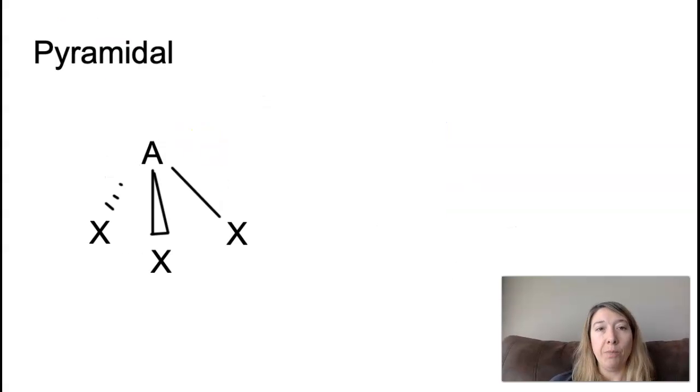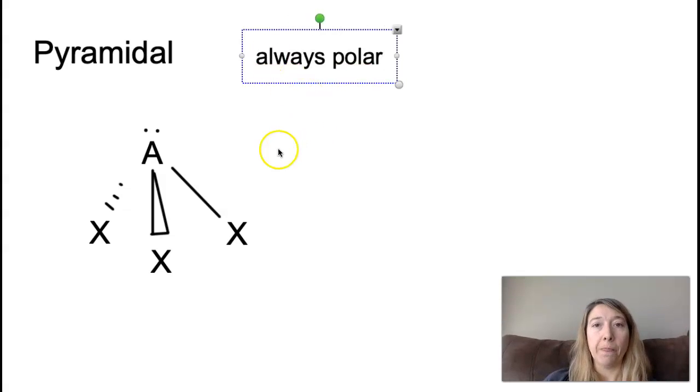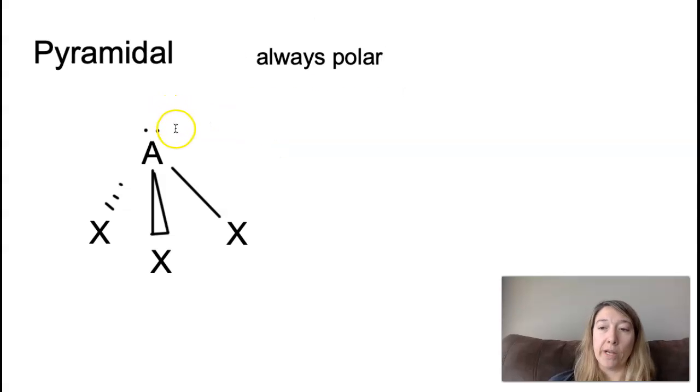So the last shape to talk about is pyramidal. So you're going to find that pyramidal, just like bent, because it has a lone pair on that central atom, is always polar. Can't type polar. There we go. So the question becomes, when you're dealing with pyramidal, the same as you have with the other questions once you know that they're going to be polar, is what's more electronegative.